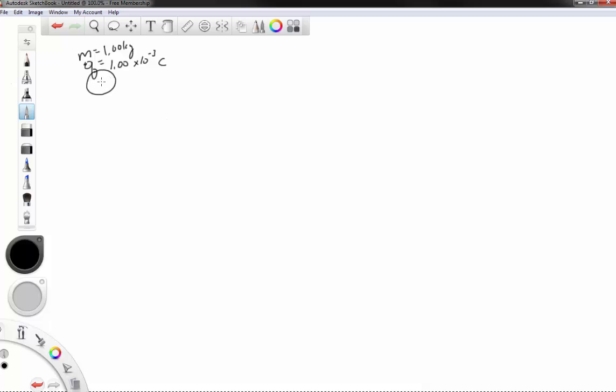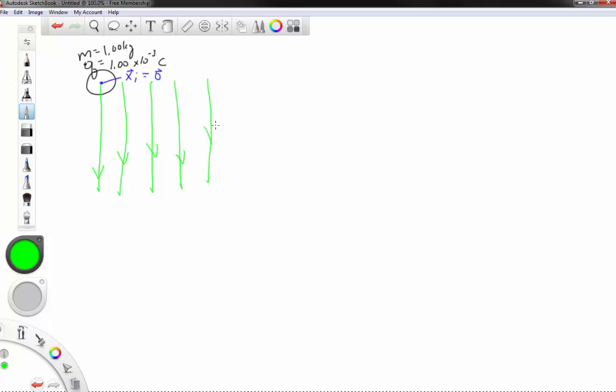Its position will be here. I'll mark off position using, let's say, blue. So x initial is equal to 0. And let's see here. We have a gravitational field, which is like this. G straight down. This is as straight as you're going to get out of my drawing on this tablet that I work with. So live with it.